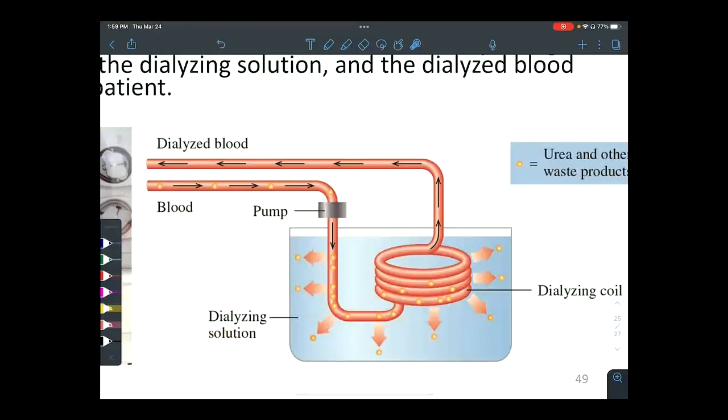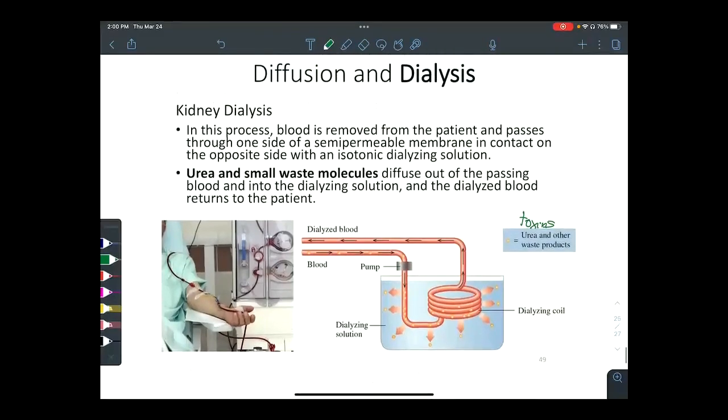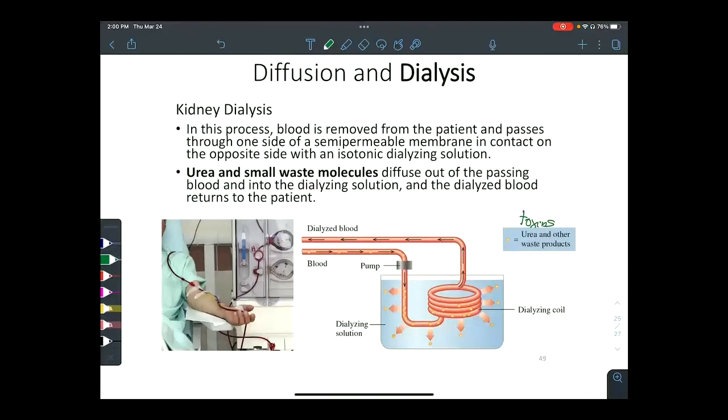Sometimes you have to run multiple dialysis cycles to try to get all those toxins out if there's a lot of them. And then hopefully once it runs through that isotonic solution, when it goes back into the patient, you're essentially recycling it back into the patient, and it no longer has those toxins after they've diffused out of the dialysis bag. So here, the urea and other waste products, we will call those toxins. This happens essentially through diffusion.